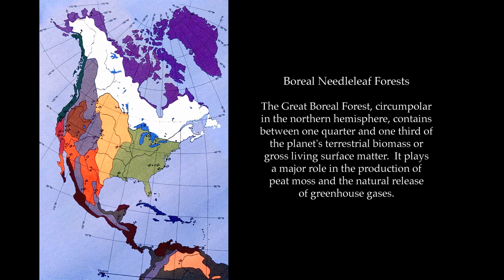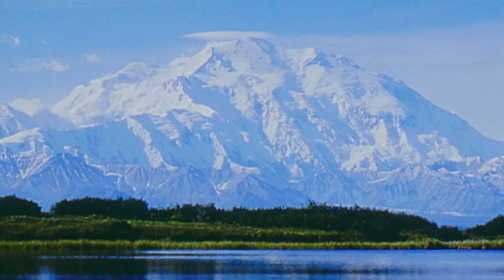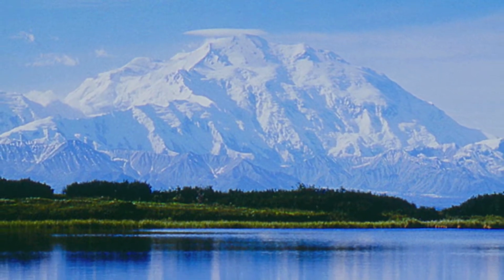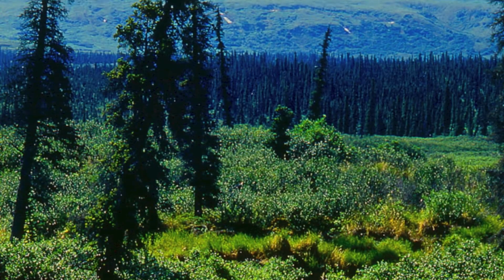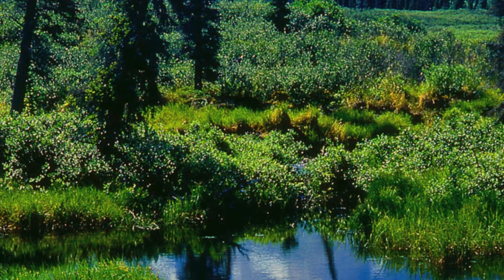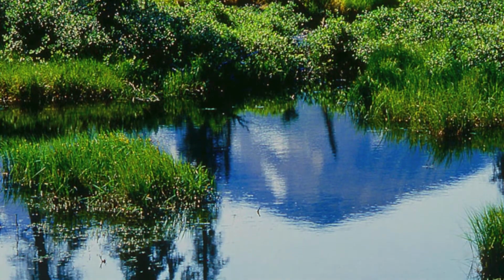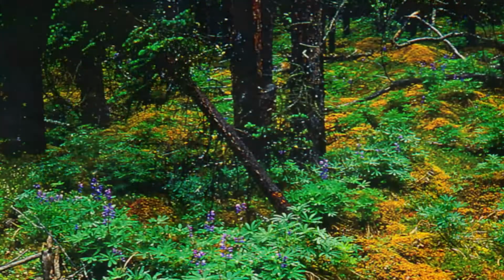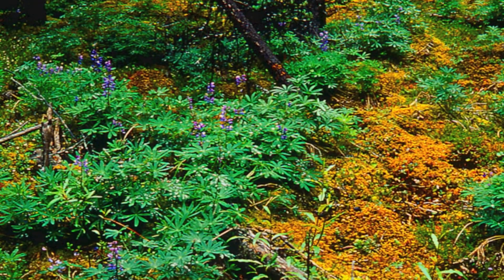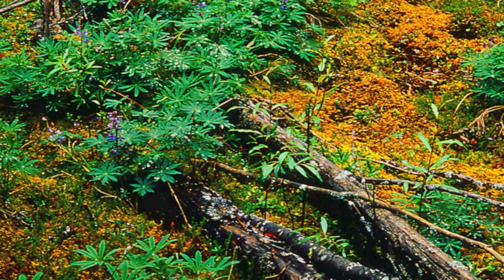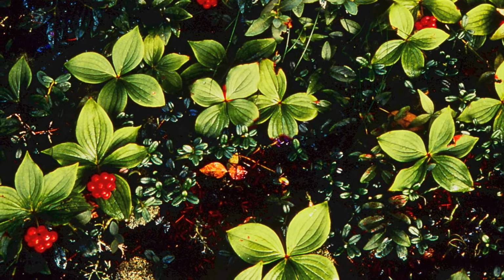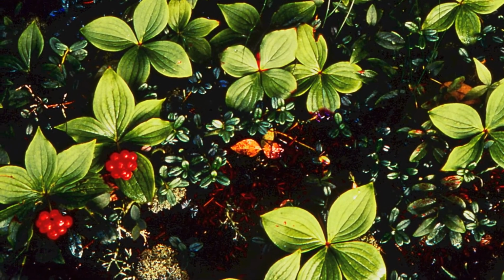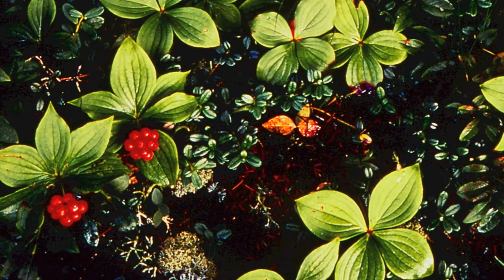Boreal evergreen forest systems. The Great Boreal needle-leaf forests, circumpolar in the northern hemisphere, contain between 1/4 and 1/3 of the planet's gross terrestrial biomass. They cover vast fragile areas of permafrost, and so play a major role in the production of peat moss and the natural sequester and release of global greenhouse gases. Though limited in diversity by extremely cold winters, they are home to fungi, lichens, mosses, grasses, vetches, lupins, bunchberry, heath, willows, aspens, alders, birch, fir, and spruce.